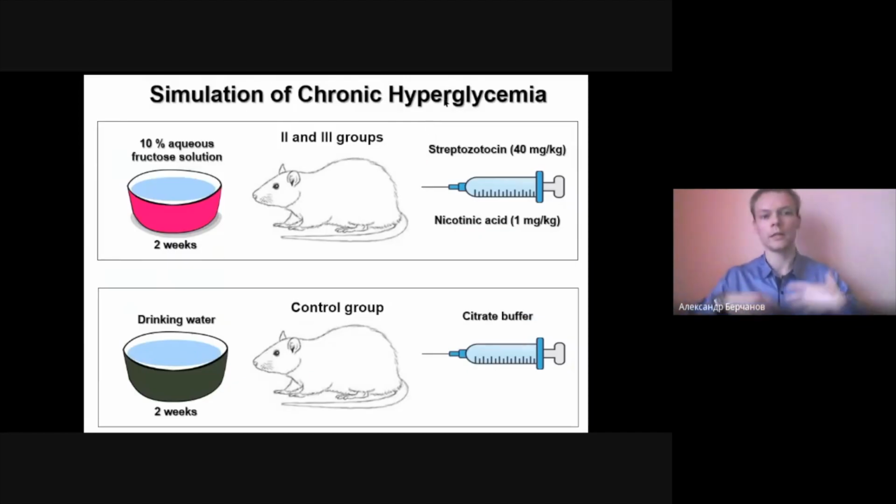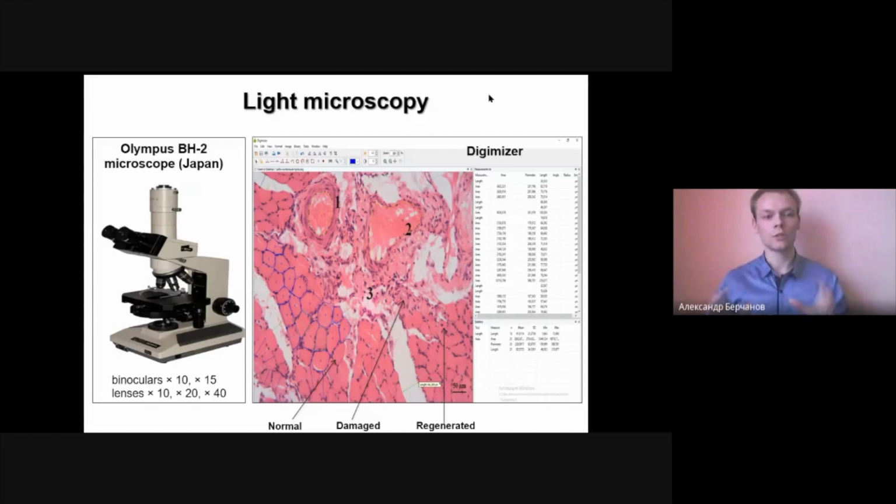During 2 weeks, rats of the first and third groups were given fructose solution instead of drinking water. Then intraperitoneal injections of streptozotocin and nicotinic acid were performed, and rats of the control group received drinking water. For histological and morphometric analysis of skeletal muscle regeneration, we used light microscopy. All muscle fibers were divided into 3 types: normal muscle fibers, damaged muscle fibers, and regenerating muscle fibers.